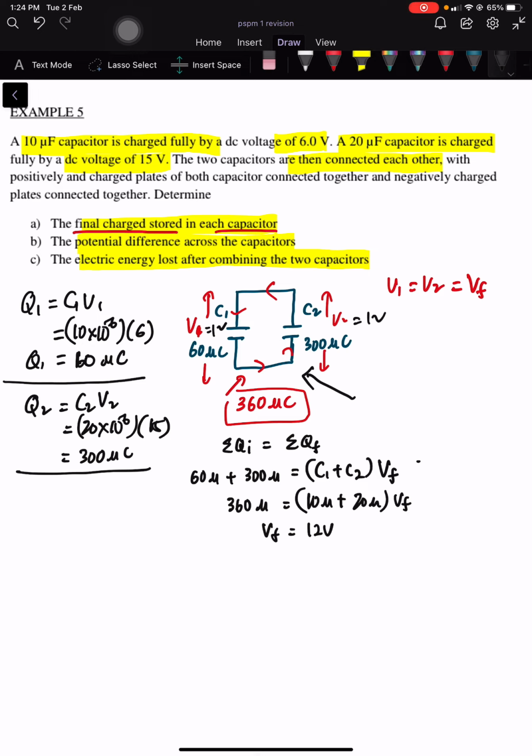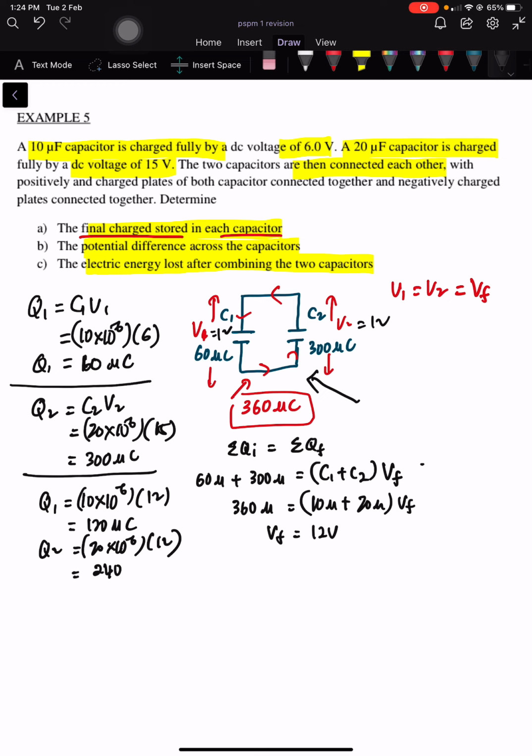So nak cari final charge stored. So Q1 final charge stored dia adalah 10 times 10 to the power of negative 6 times dengan V final, iaitu 12. So berapa nilai dia? Adalah 120 microcoulomb. Untuk Q2 nilainya adalah 20 kali 10 negatif 6 darab dengan 12 juga, sebab nak cari final charge yang tersimpan dalam dia, kita dapat 240 microcoulomb. So ini adalah jawapan final answer untuk final charge stored in each capacitor.